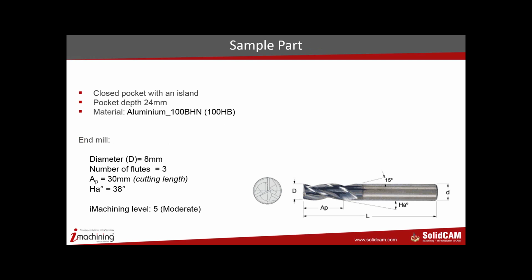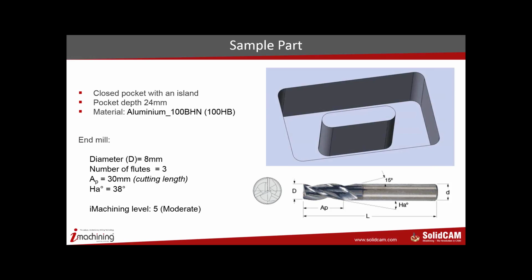So, what was done in this experiment? A closed pocket with an island so that it could generate the trochoidal motions. Aluminium, 100 BHN was used. That was the material. An 8mm tool, a solid carbide tool with 3 flutes and a depth of cut of 30mm. That was the AP that we used. Helix angle was 38, and iMachining level was 5. That was a moderate level.